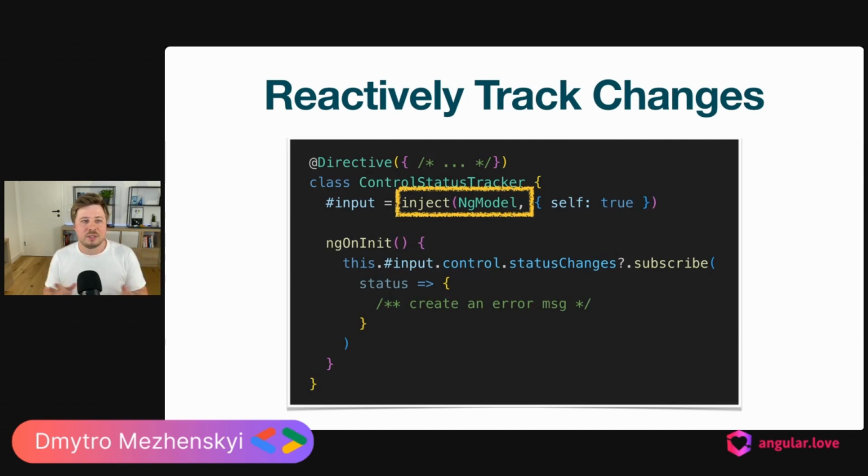For example, this is an example of a control status tracker component, which might be a directive that attaches to the control, and you listen to the status changes. If the control is valid or invalid, then you can dynamically render error messages or whatever you want. There might be quite a lot of different use cases.